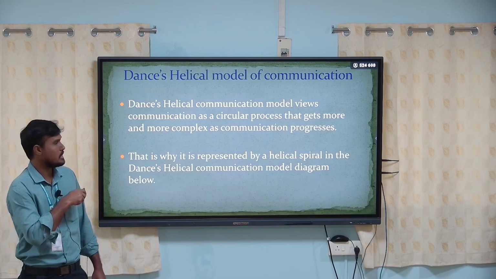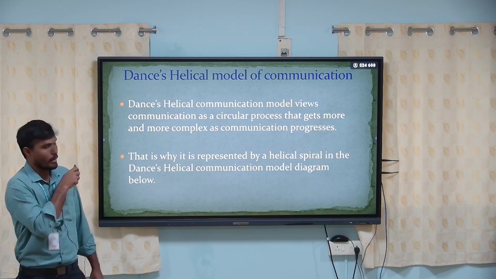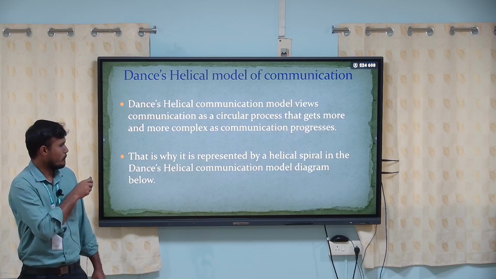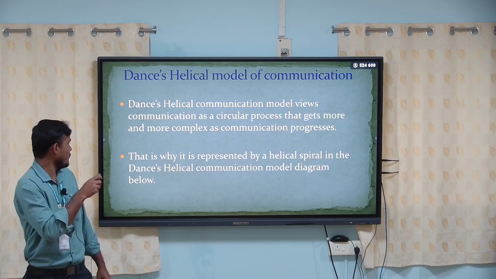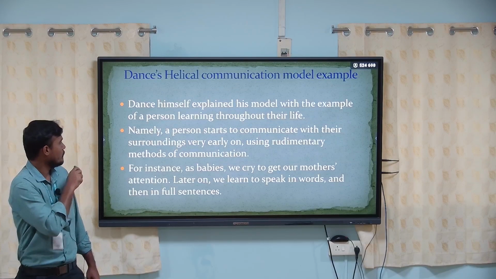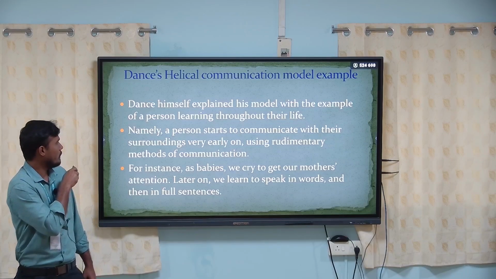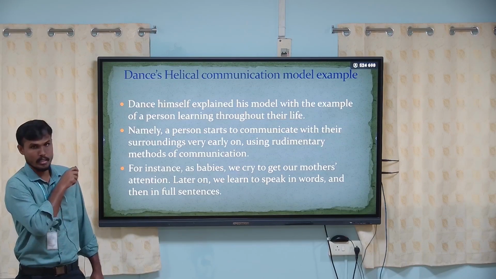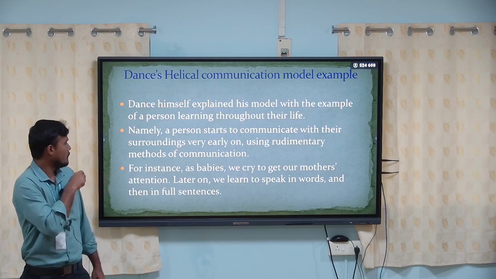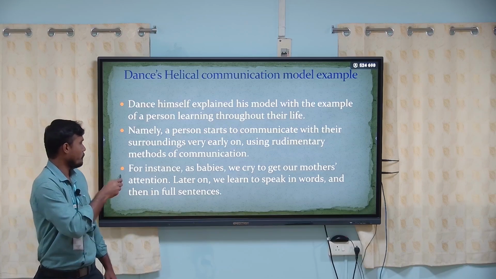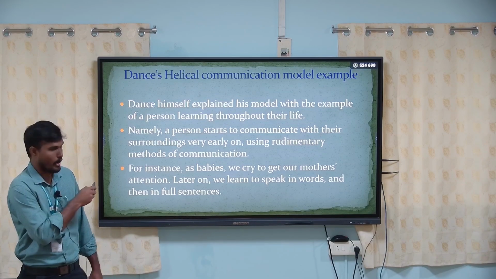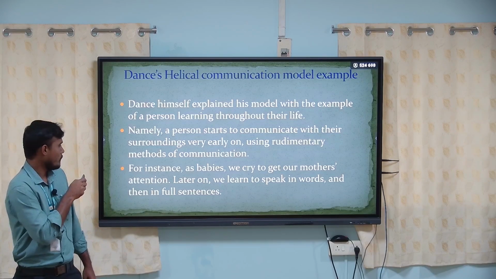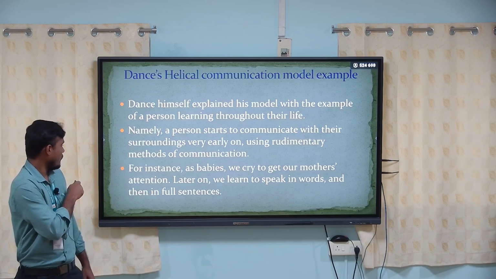Then the trans-helical model of communication. The trans-helical model views communication as a circular process that gets more and more complex as communication progresses. That is why it is represented by a helical spiral in the diagram below. Dance himself explained the model with the example of a person learning throughout their life. Namely, a person starts to communicate with their surroundings very early on, using basic methods of communication. For instance, as babies, we cry to get our mother's attention. Later on, we learn to speak in words and then in full sentences.